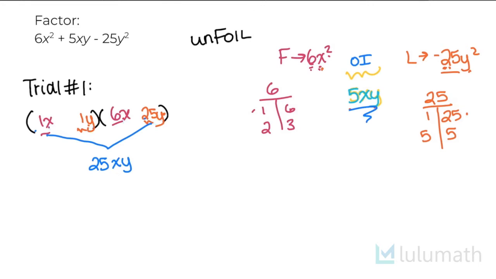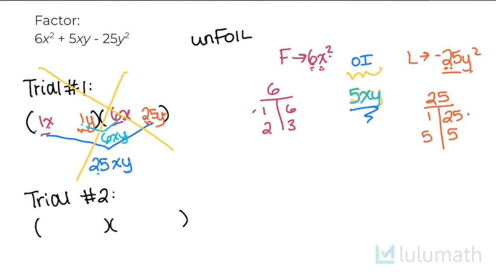Now let's try our inner. 1y times 6x, 1 times 6 is 6, and then y times x is yx, but the commutative property says I can say xy, which makes it a little bit easier to see that they are like terms. Regardless, 25 and 6, there's no way that those two numbers could give me a 5, so trial number 1 we know is not going to work.